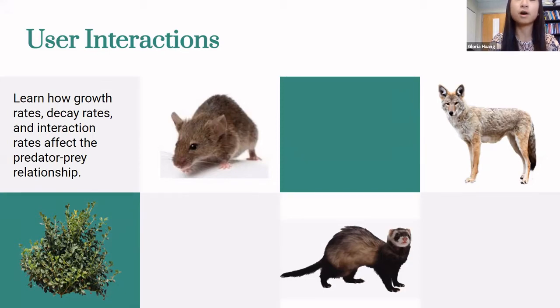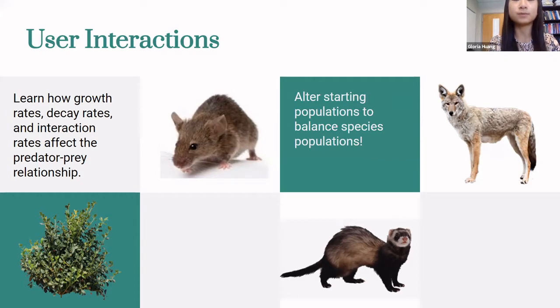We hope the user will walk away from the learning interface with a deeper understanding of how all 4 species interact to create the ecosystem simulated in our project and how the differential equations relate to the actual ecological processes in an ecosystem. Next, the user will be able to alter the starting populations of each species at the beginning of each round in order to try to balance the ecosystem.